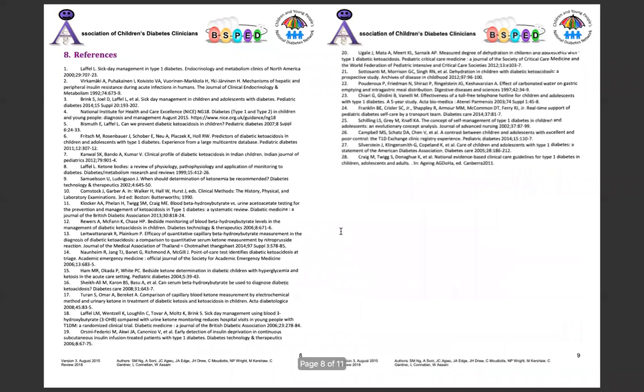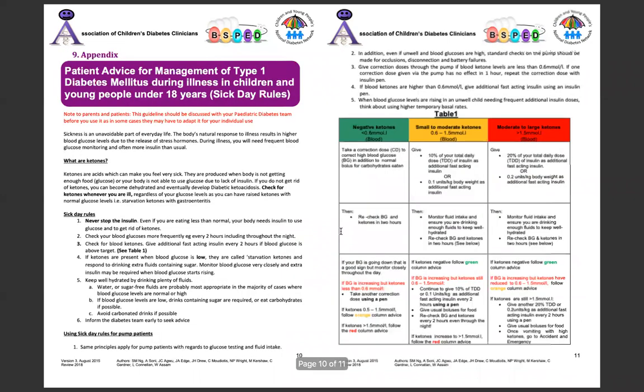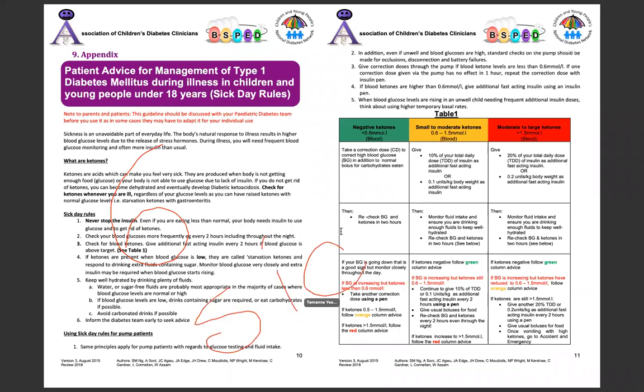Okay, this is the patient leaflet. This is actually not for doctors, it is for the mother and the caregiver, or the patient, if the patient can read or write. So sick day rules, there are 6 sick day rules. Remember, 6 sick day rules. What are those 6 sick day rules?